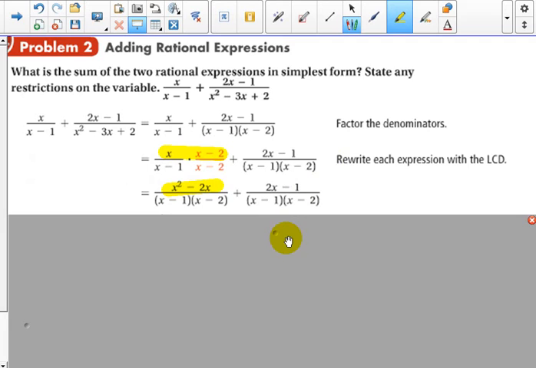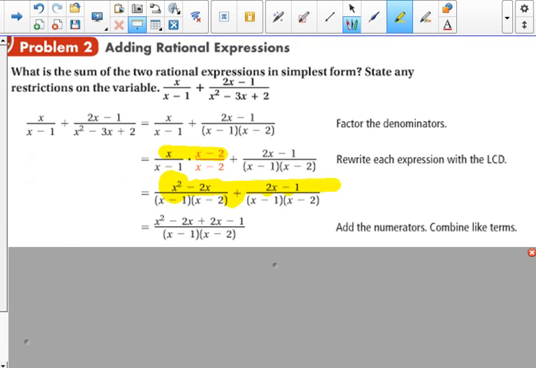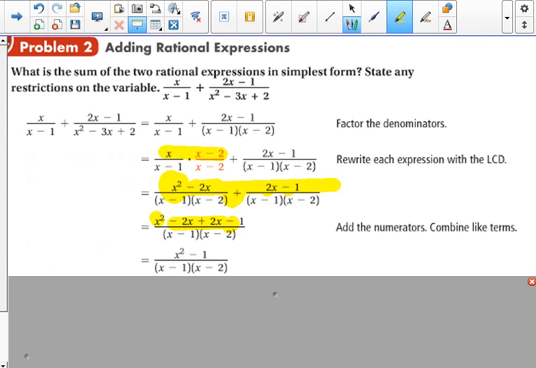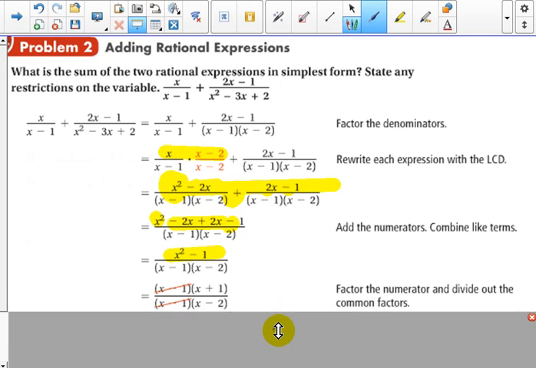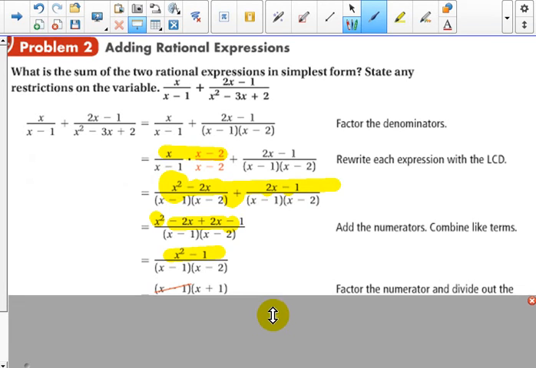All right, so the next step now is going to be to add all of our numerators together with our like terms. So you're going to have x squared minus 2x plus 2x minus 1. And then the minus 2x plus 2x goes to 0. So I'm left with x squared minus 1. Now, I realize right away, because that's the simplest form of a difference of two squares, that it's going to be x plus 1 times x minus 1. So rewrite your difference of two squares as x plus 1 times x minus 1.